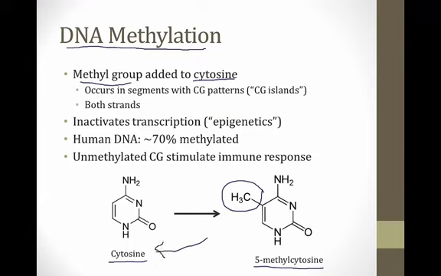And this occurs in segments of DNA where there are repeating CG patterns. These are called CG islands. What will happen is the cytosines will be methylated on both strands. So for example, if you have a C with a complementary G here, and then you next have a G with a complementary C here, the cytosine on both strands will become methylated in these CG islands. And when this occurs, transcription of the DNA will become inactivated.